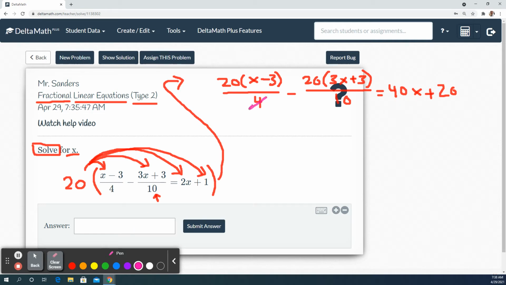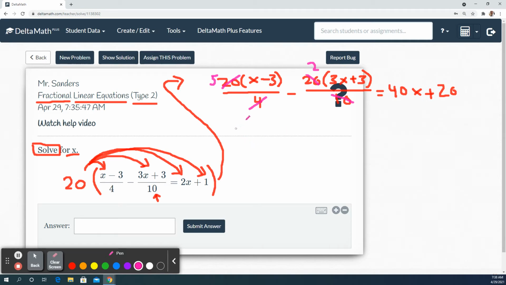So 4 goes into 20, how many times? 5 times, changes to a 5. And that would have been the shortcut. 4 goes into 20 five times, I could have just changed that to a 5. Make sure you have parentheses around the x minus 3. All of that is being affected. 10 goes into 20 twice.